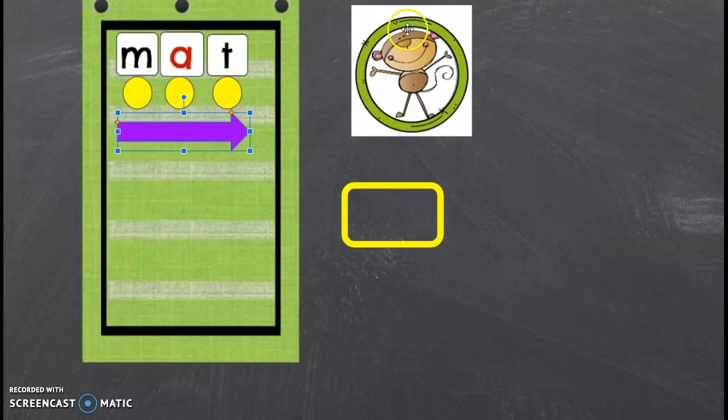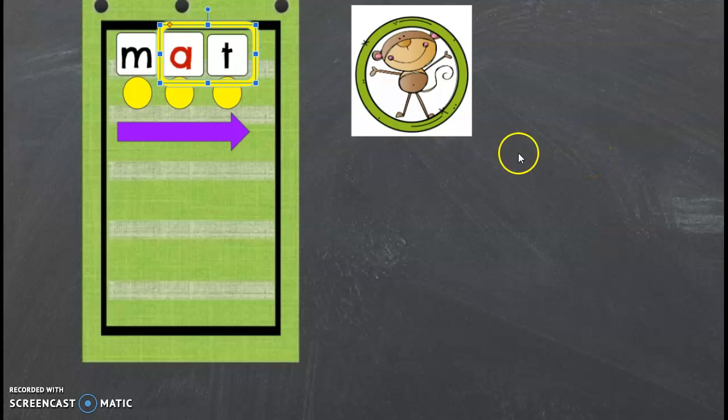Now, chunky monkey again. Here's my chunky monkey. Let's see. I think I see a chunk in this word too. I see a smaller word inside the word mat. Do you see it? At. The word at is inside the word mat.